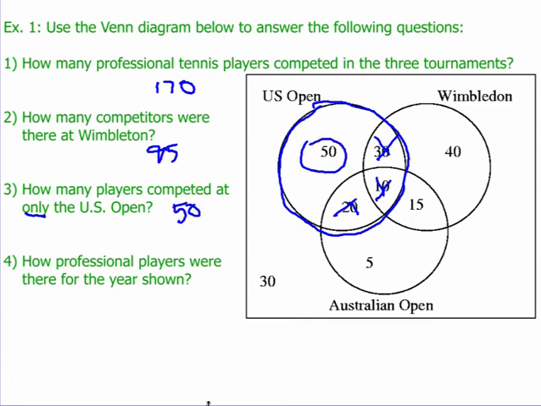And finally, number 4 says, how many professional players were there for the year shown? Well, I've already added up all the players who played at these 3 competitions. That was 170. And now I've got to add in my 30 who didn't compete at any of these competitions. So 30 plus 170, 200 players. So you can see how exactly we use a Venn diagram like this to answer some questions.